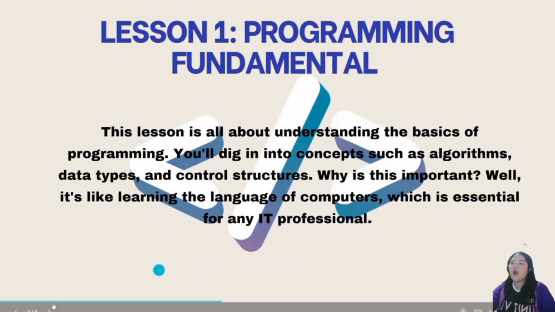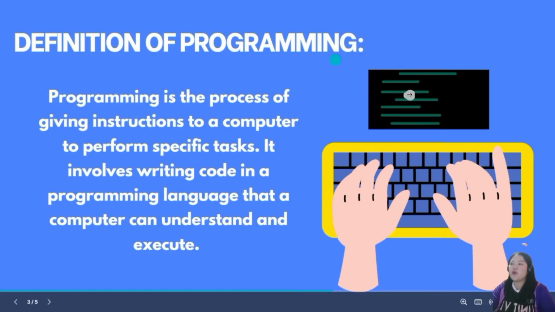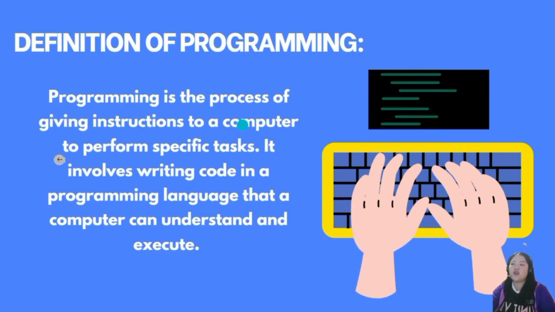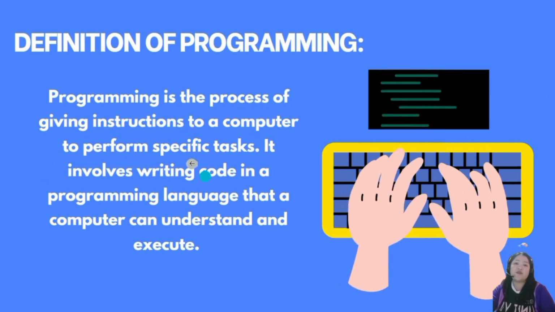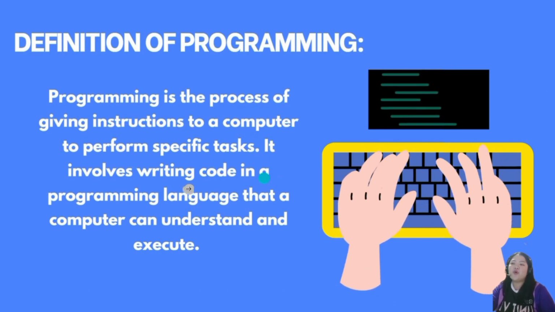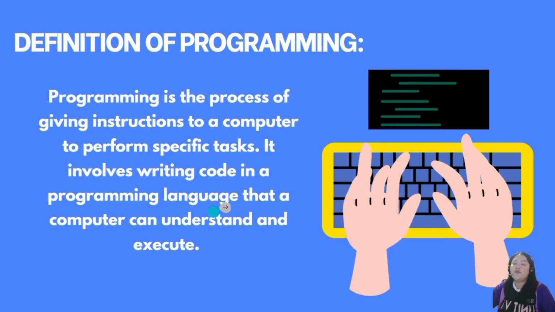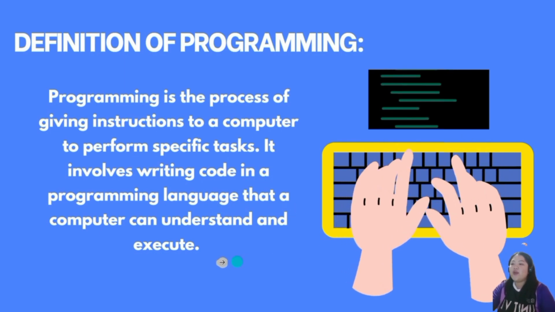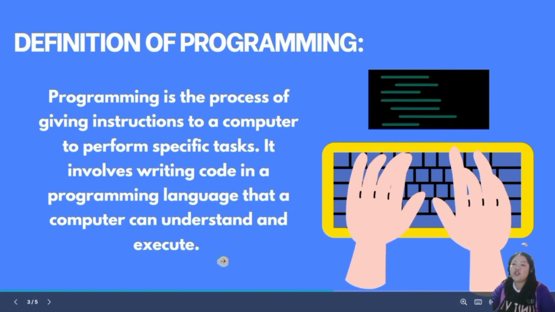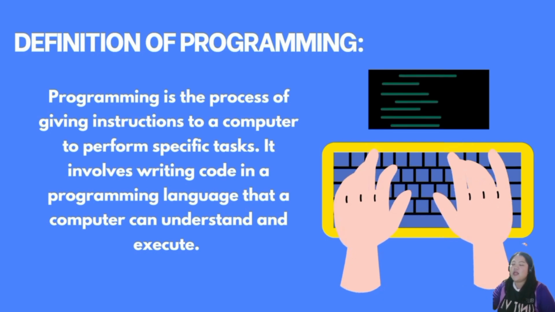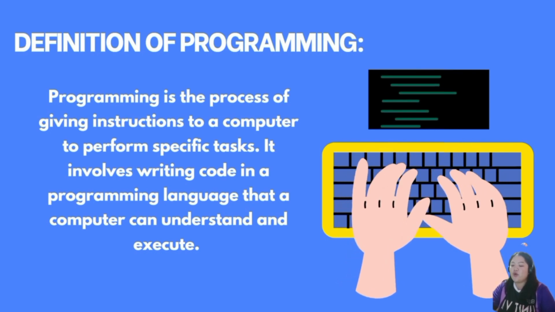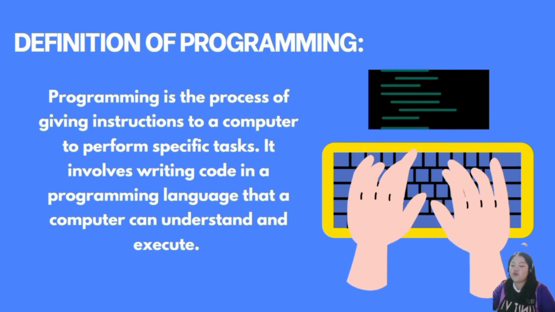So what is the definition of programming? Programming is the process of giving instructions to a computer to perform specific tasks. It involves writing code in a programming language that a computer can understand and execute. We can think of programming as a collaboration between humans and computers, in which humans create instructions for a computer to follow in a language computers can understand.